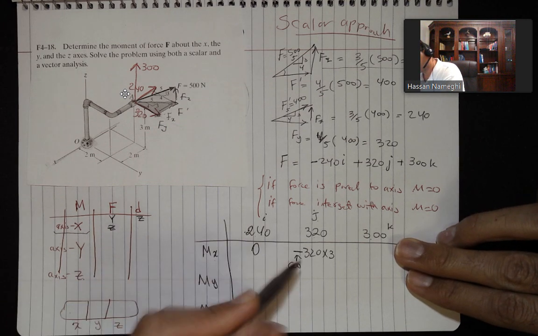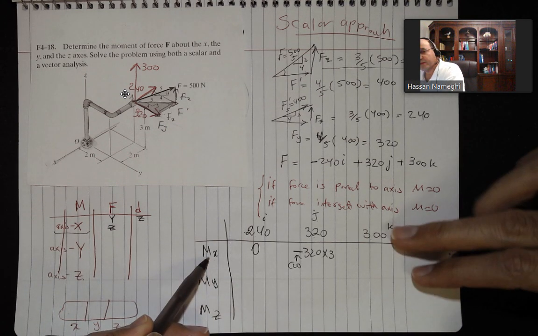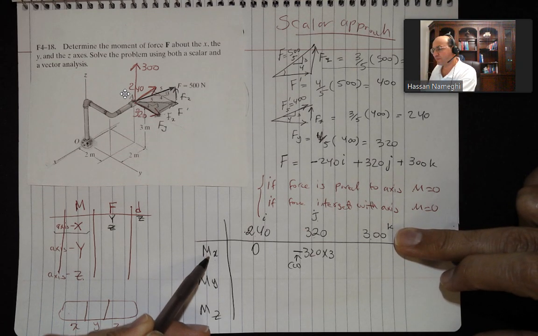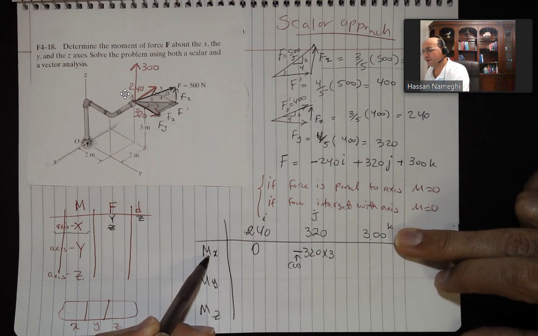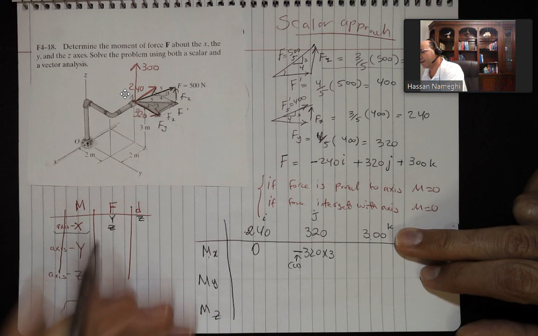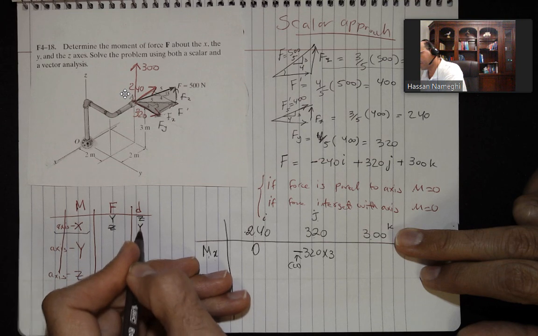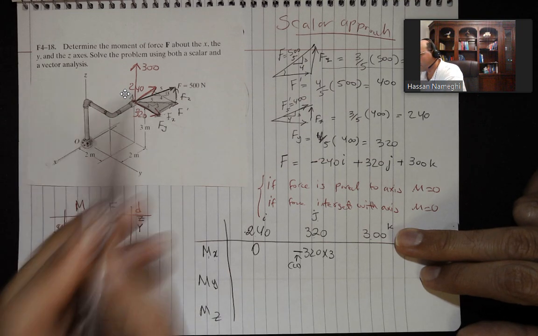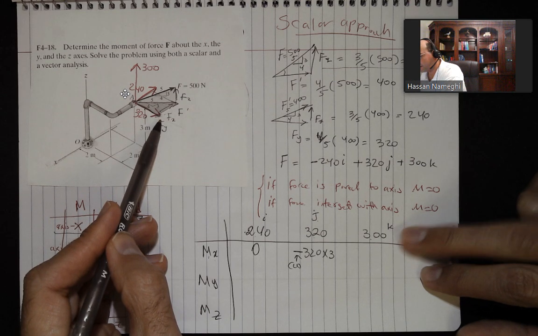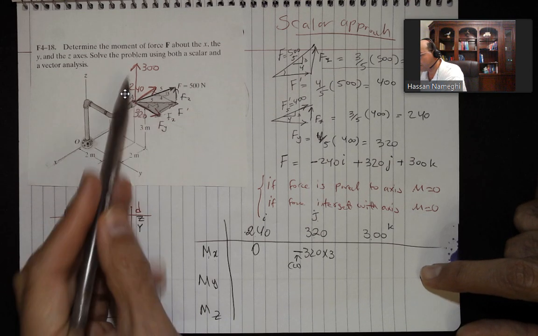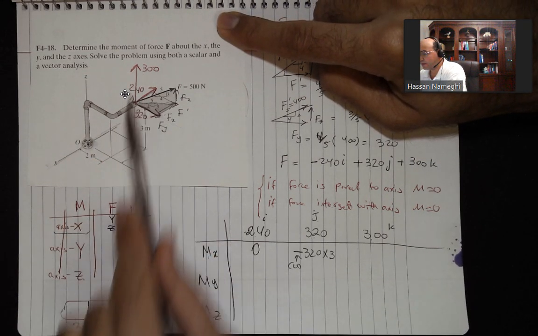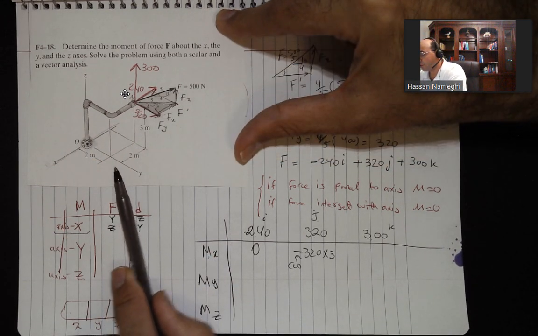So the moment about x, the force is on the z. Where is going to be the distance? You see x, z, y, left, right? Your distance will be on the y. So for 320, what distance do I have on the y? Sorry, for 300 here. 300 is on the z, and the distance will be on the y.